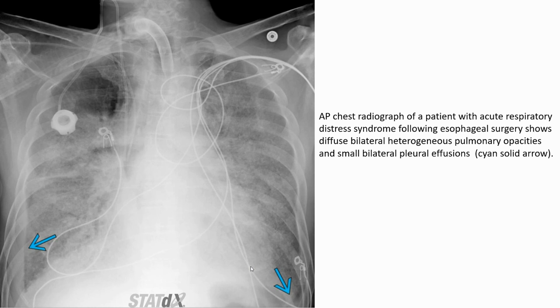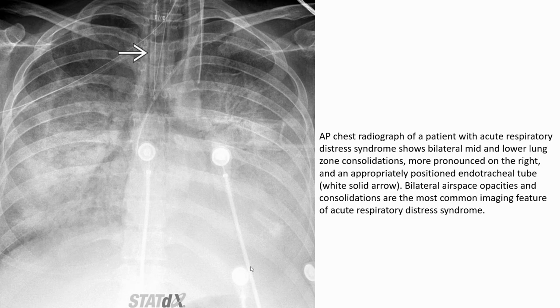This chest radiograph of a patient with acute respiratory distress syndrome following esophageal surgery shows diffuse bilateral heterogeneous pulmonary opacity and small bilateral pleural effusions. Second case of ARDS: a chest radiograph showing bilateral mid and lower lung zone consolidation, more pronounced on the right, and an appropriately positioned endotracheal tube. Bilateral airspace opacity and consolidation are the most common imaging features of ARDS.